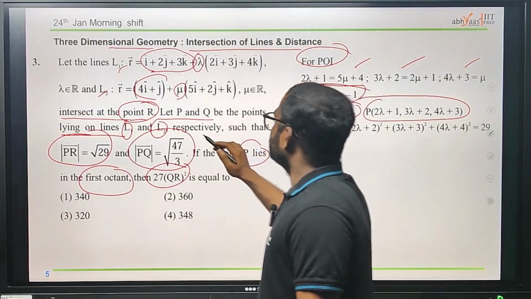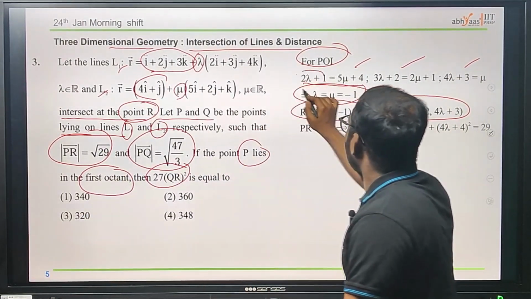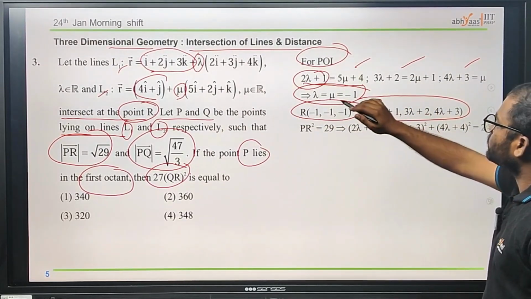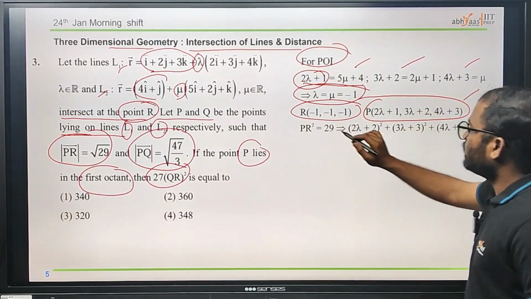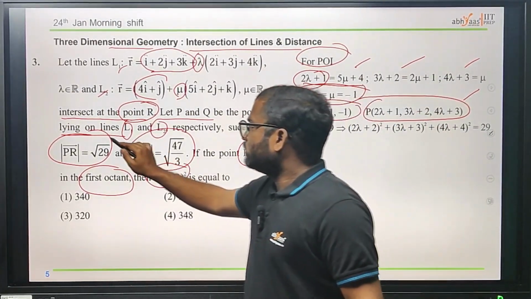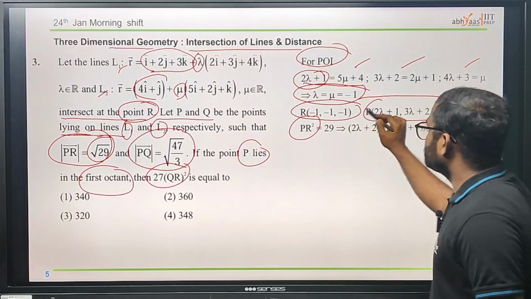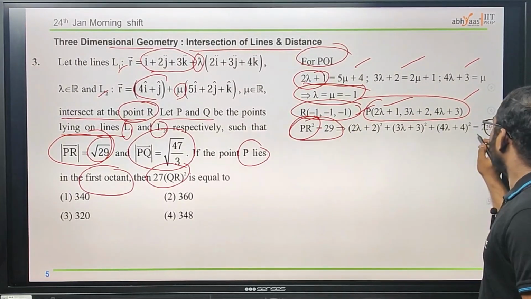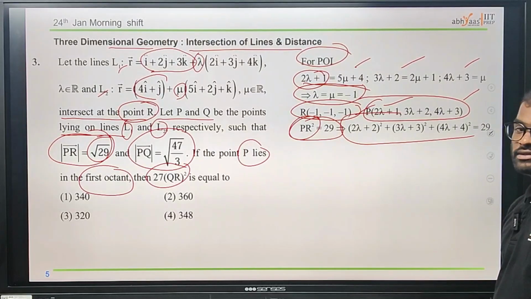Since by using this, whatever we have, 2 lambda plus 1, from this L1 we can get the points. I hope you understood what I'm saying. And next thing we need to find the PR square, which is the distance. They have already given root 29. By using this point and this point, we can easily find the PR square, which we will get like this one, by using the distance formula.